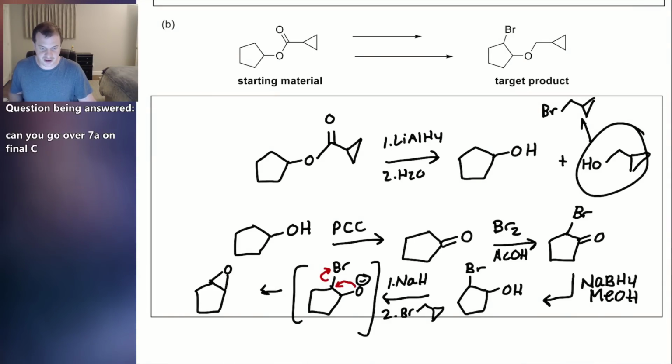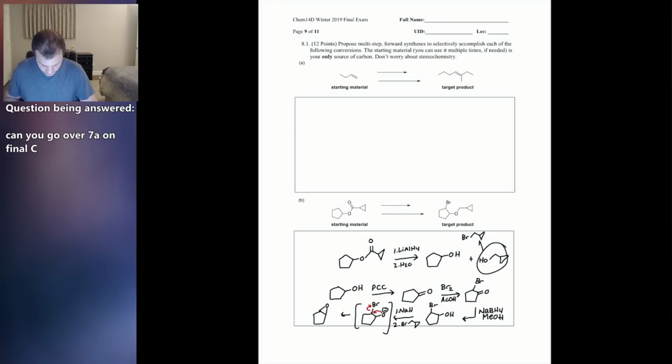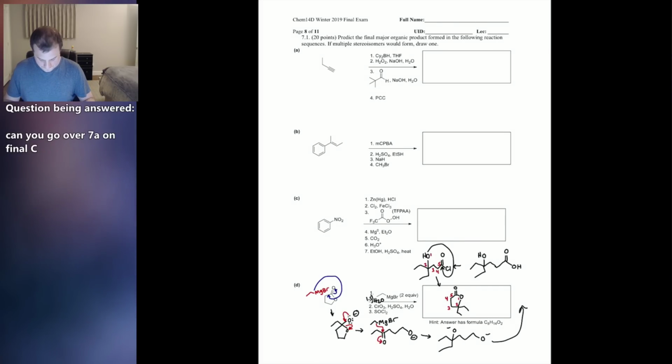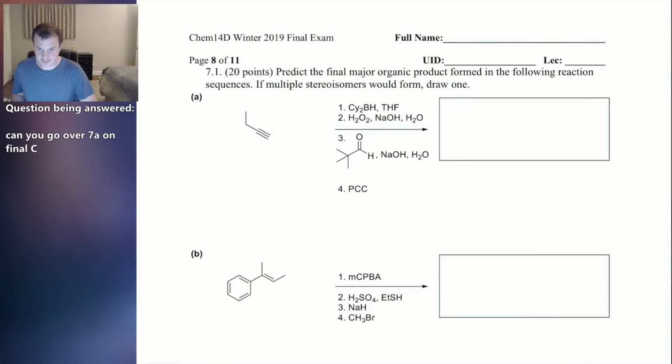Can you go over 7A on final C? Okay, this is final C, right? First step, we're going to do the cyclohexylborane. That's going to give us the 4 carbon aldehyde, like this. That's after step 1. Then we're going to do an aldol reaction, a crossed aldol reaction, I should say, with that carbonyl in step 3. So that's going to lead us to this.